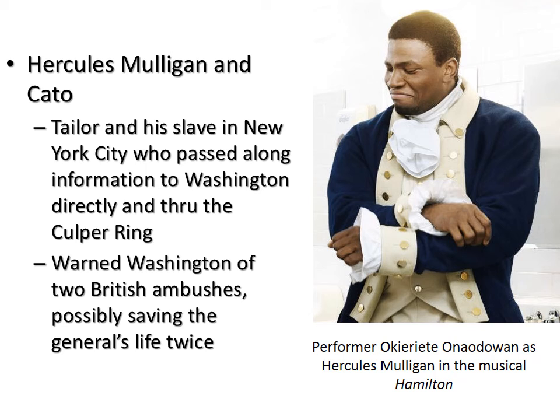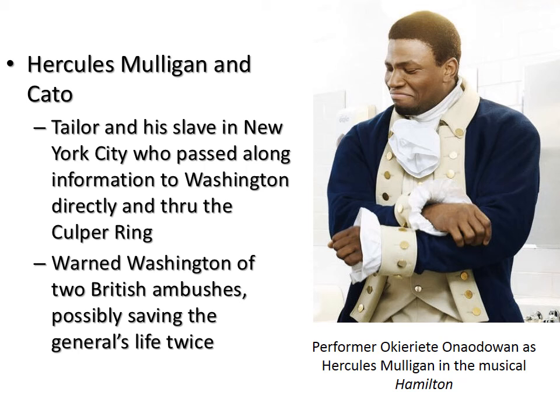Also active in the spy network were a pair of men, Hercules Mulligan and Cato. Hercules Mulligan was a tailor in New York City. He had previously, before the war, housed Alexander Hamilton, and remained a friend of Hamilton's. Mulligan, as a tailor, had access to higher-ups in the British military, and so as he was measuring them for uniforms and clothing, they would confide in him from time to time. And Mulligan would pass this information along, in some instances, to his slave, a man by the name of Cato. And sometimes they would work through the Culper Ring to pass that information along to George Washington, or other times Cato would bring the message directly.